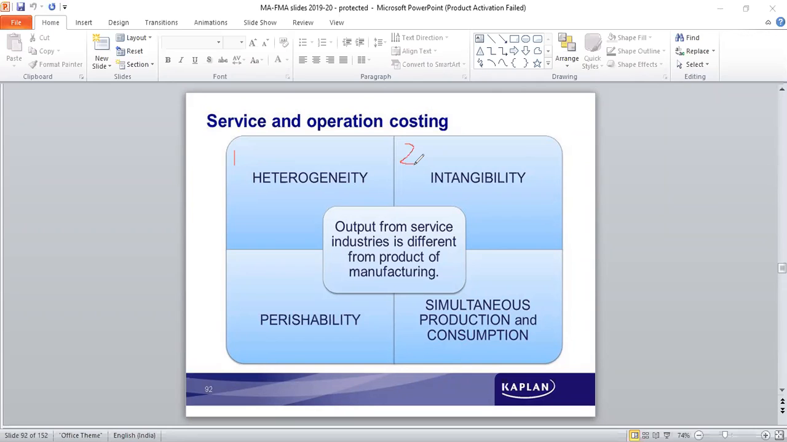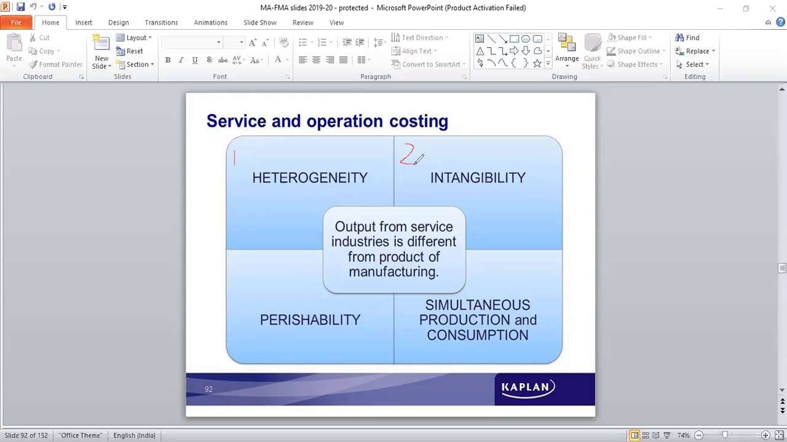Tangibility is one point in manufacturing businesses. They manufacture tangible products. They convert the raw material into finished goods, which is tangible, which can be seen, which has a physical form. That physical form is sold to the customers. But in case of service business, the service is rendered, which is intangible in nature. There is no physical form of that.